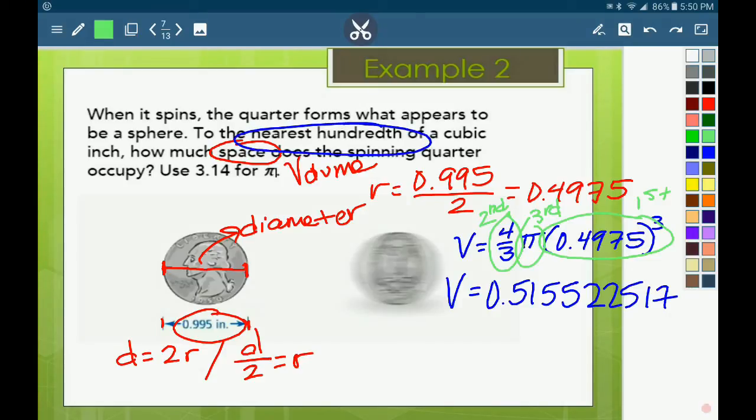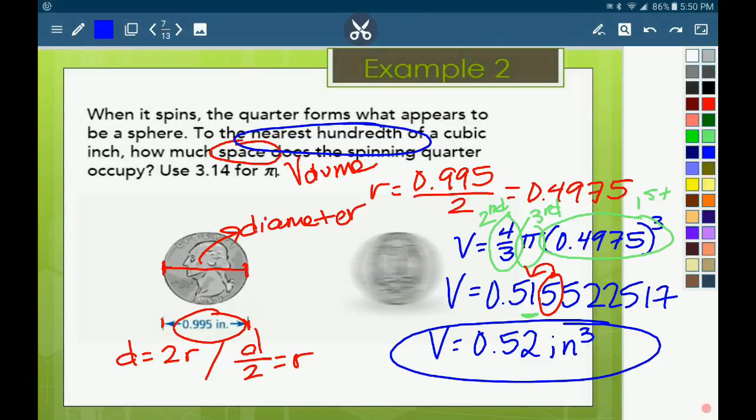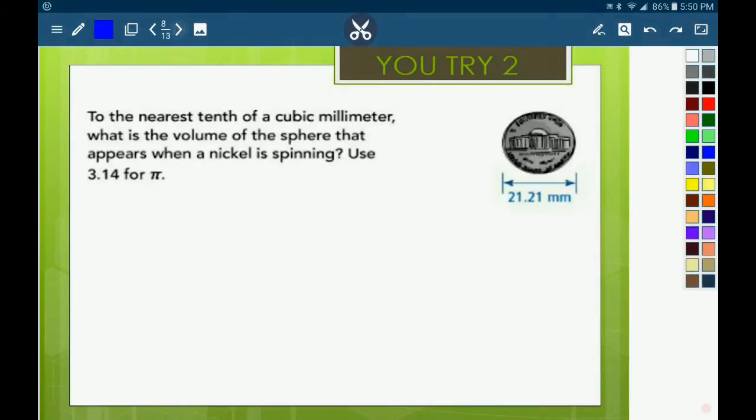Well, the hundredth is right here, that 1. So I have to look directly to the right, which is a 5. If it's a 5 or above, that means it rounds the hundredth up 1. So the volume of this quarter, the space that it takes up, is equal to 0.52 inches cubed. Let's have you guys give this a try in your U-Try.